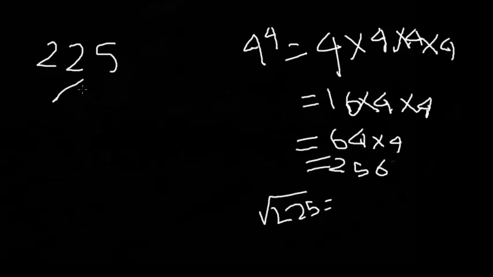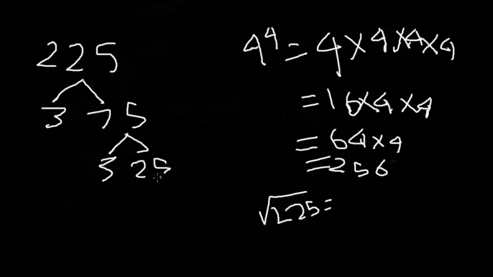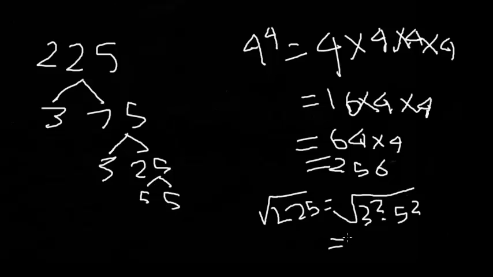So it's 3, then 75, then another 3, 25, so it's 5 and 5. It means it's the square root of 3 squared multiplied by 5 squared. And if it's a square root, then the squaring cancels out and it becomes normal, which means it's 3 times 5, which is equal to 15.